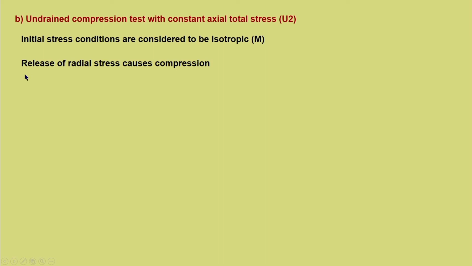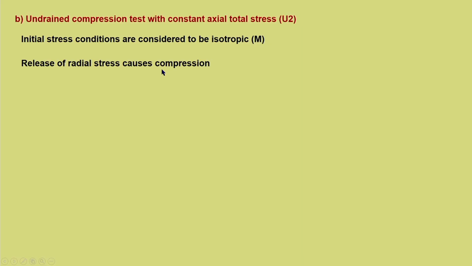Now, just like we discussed for the drained stress path, the compression can also be brought about in another sequence. So, undrained compression test with constant axial total stress. That is represented by U2. Initial stress conditions are considered to be isotropic. So, it all remains same. Release of radial stress causes compression. So, this we know that when axial stress is kept constant, we need to release the radial stress so that there is a compression. That is what we are discussing now.